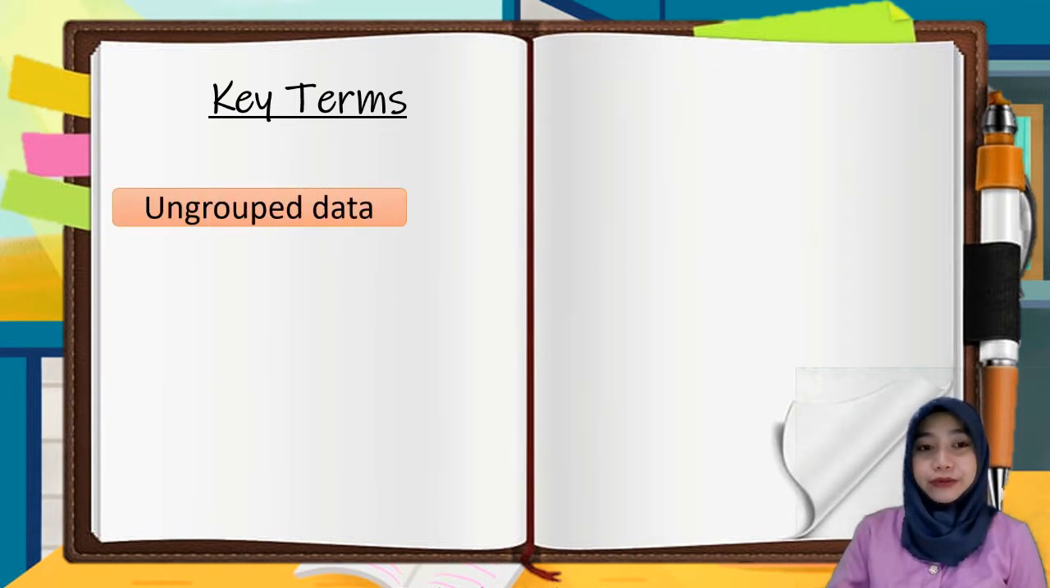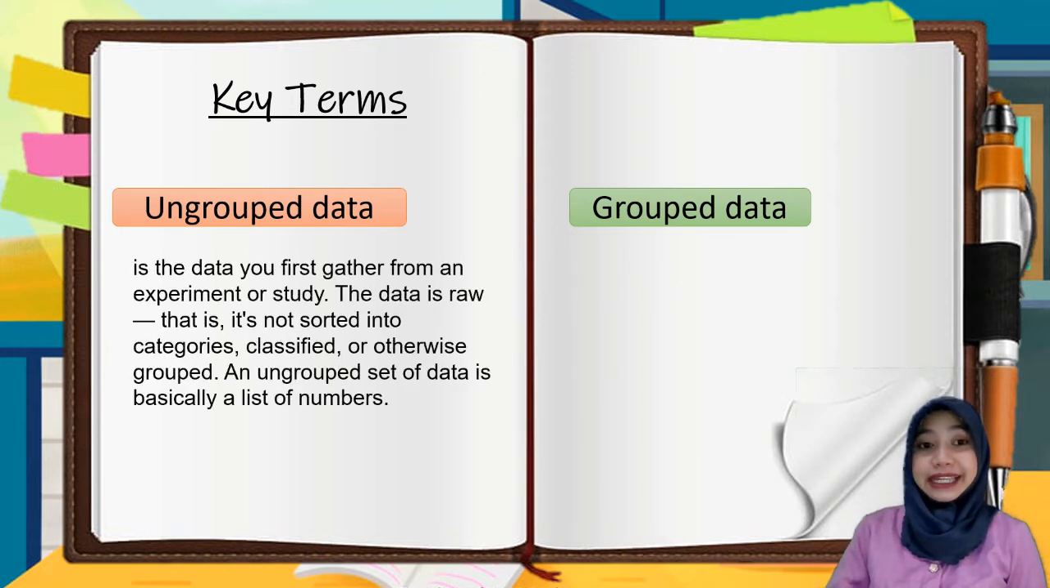Next, we have the ungrouped data, and we also have the grouped data. We have the ungrouped data. It is the data you first gather from an experiment or study. The data is raw. That is, it's not sorted into categories, classified, or otherwise grouped. An ungrouped set of data is basically a list of numbers.